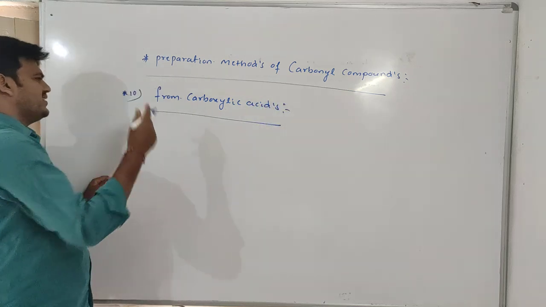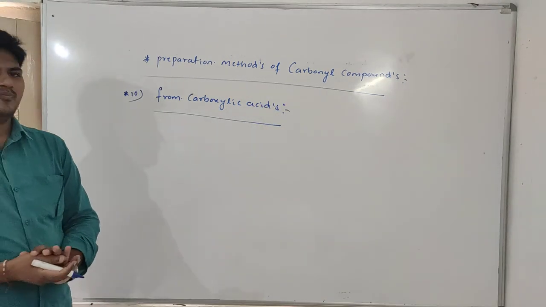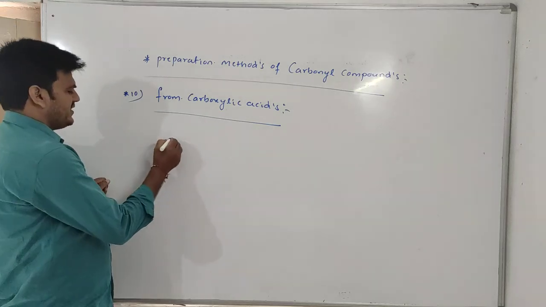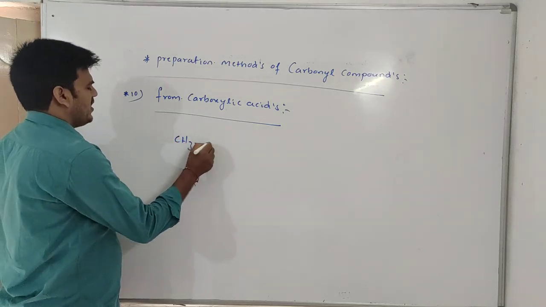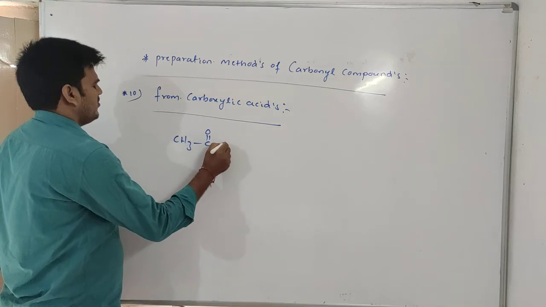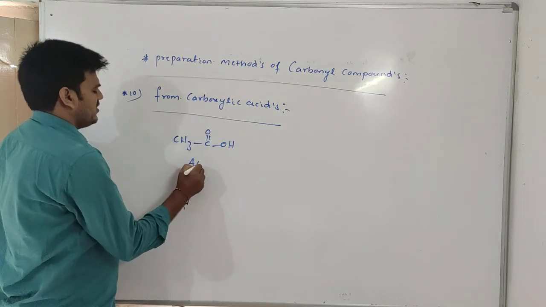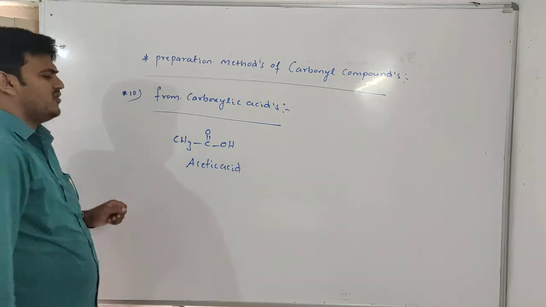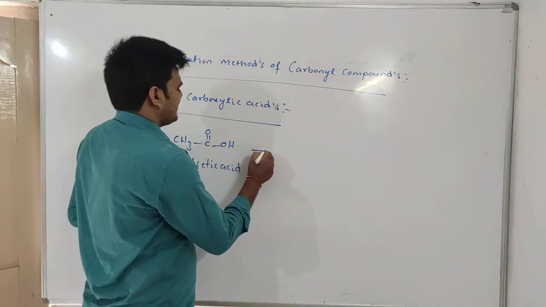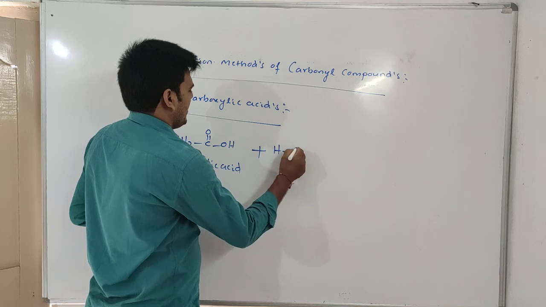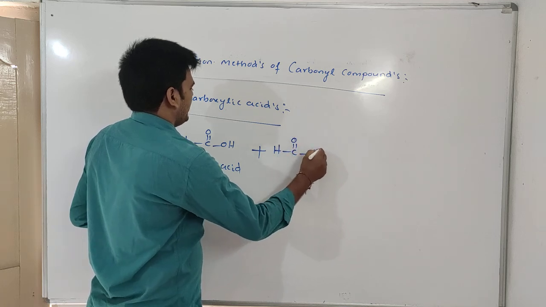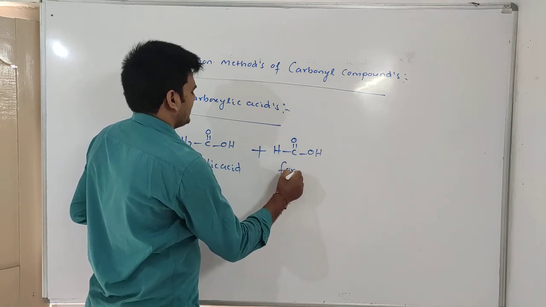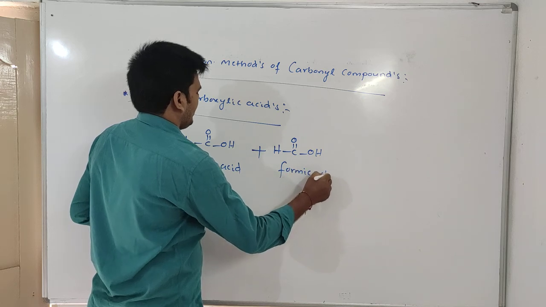From carboxylic acids, the 10th preparation method of carbonyl compounds. First of all, acetic acid, formula CH3COOH, plus formic acid, formula HCOOH.